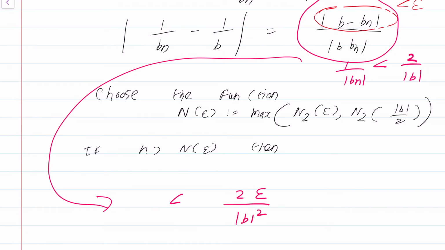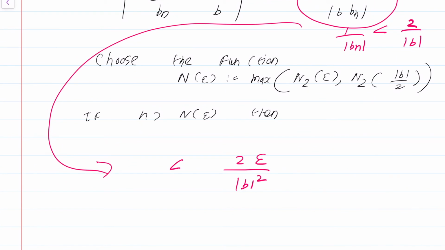Okay, I hope you followed this. This is slightly tricky, but it's not that difficult. You have shown that the absolute value of 1 by Bn minus 1 by B is less than 2 epsilon by mod B squared. So again, by the k epsilon principle, we are done.